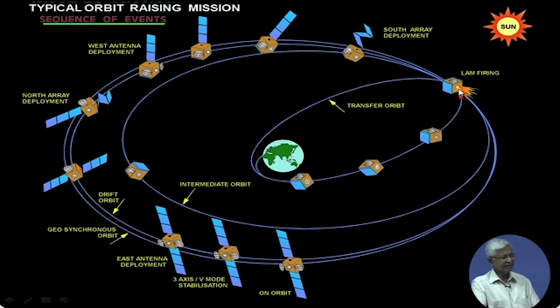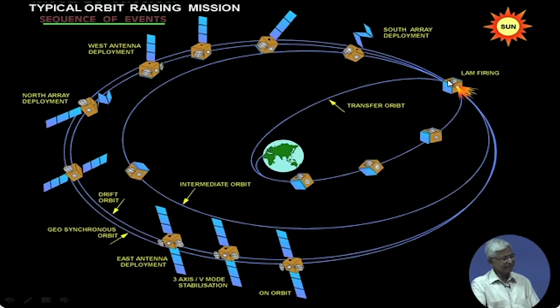Then there is some rocket firing. The rocket is already there in the satellite. It is called LAM here, liquid apogee motor firing. At apogee it is getting fired, and it is a liquid fuel, so liquid motor. With that you give some incremental velocity. In the transfer orbit, at apogee it has some velocity. I give some incremental velocity to that, so that perigee changes, apogee remains the same. We know that calculation in the elliptical orbit at apogee and perigee.